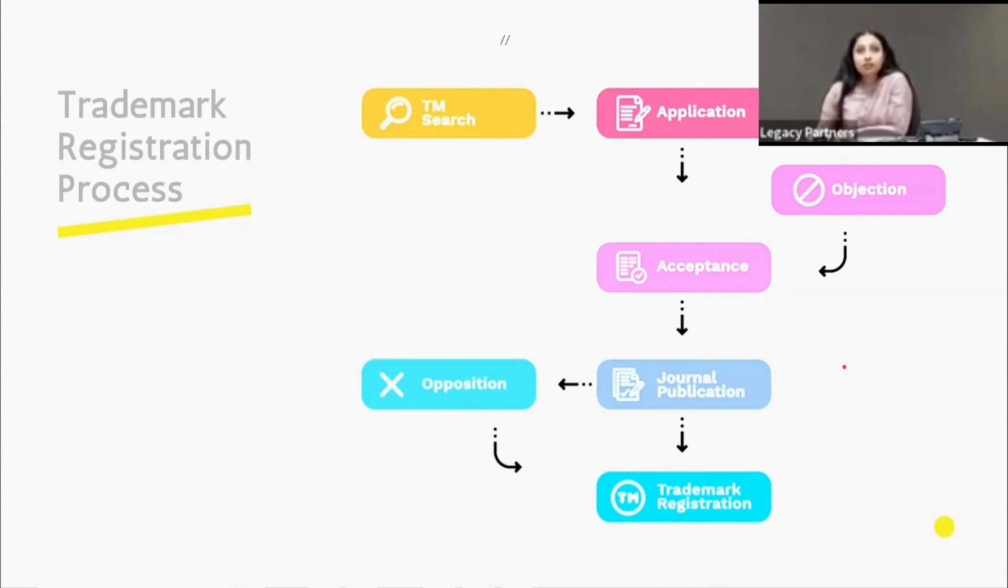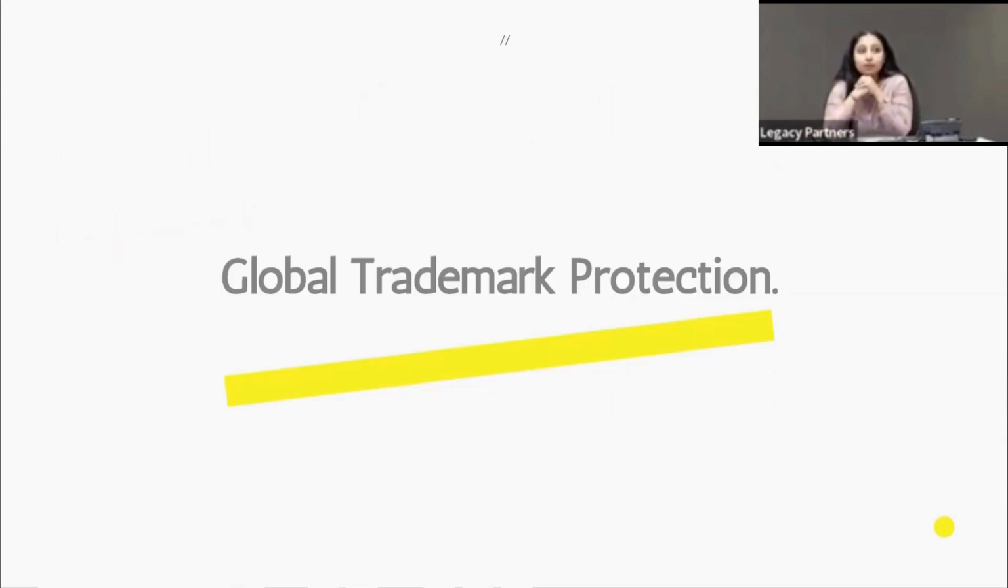So this is the first part of the webinar. The second part of the webinar is all about global trademark protection, which will be dealt with by my colleague, Advocate Drishya.